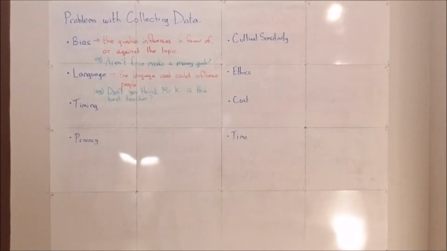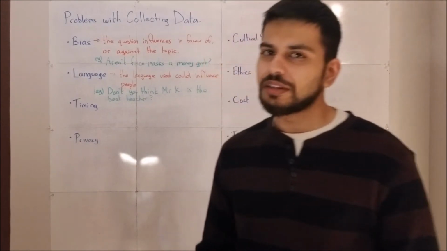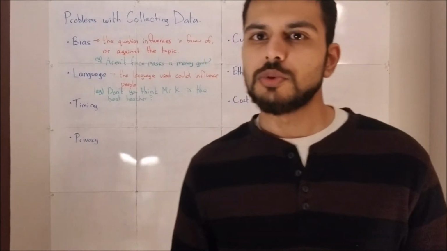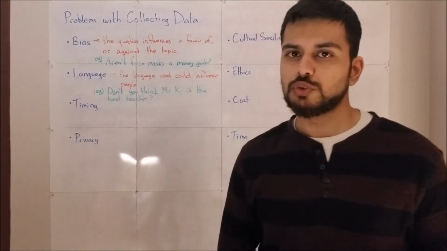Okay, so the language part, it's a bit strange to say the definition. It's basically that the language could influence people. You could influence bias, or you could just be influencing people with the words that you use. For example, if I was collecting data on people's favorite teachers and I said, don't you think Mr. K is the best teacher? Well, ignoring the fact that it's true, the words that I've used might influence the way that you come to a solution. I used the word don't to start, which is a contraction for do not.